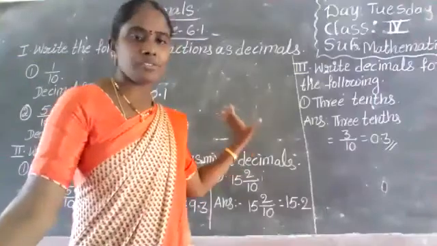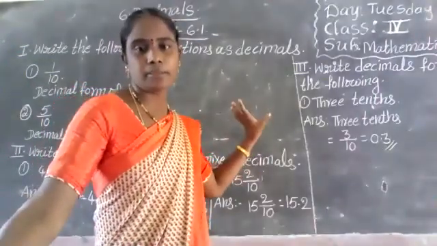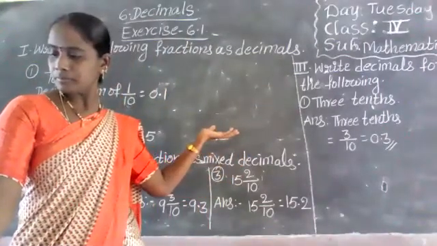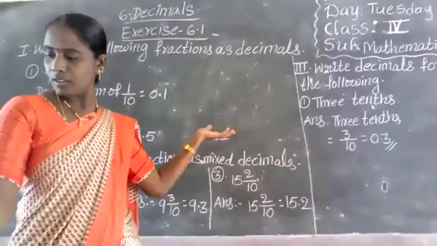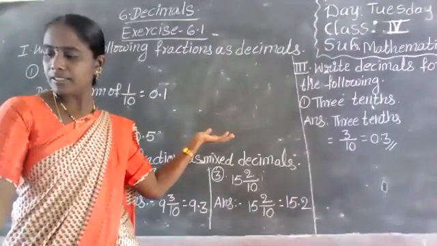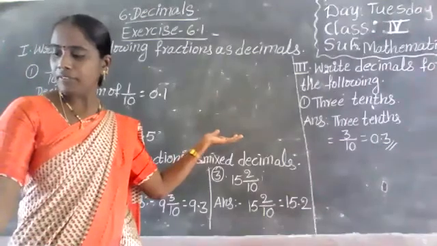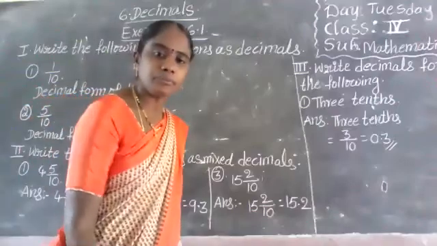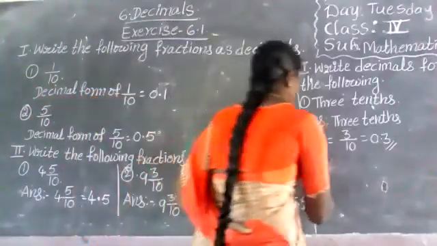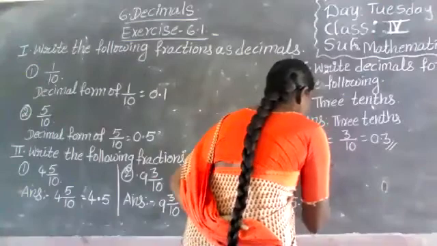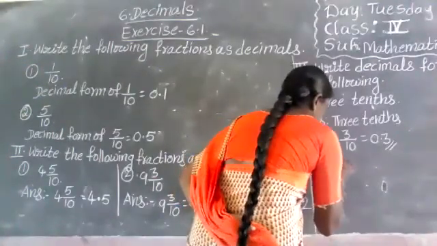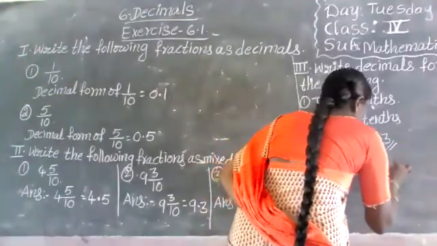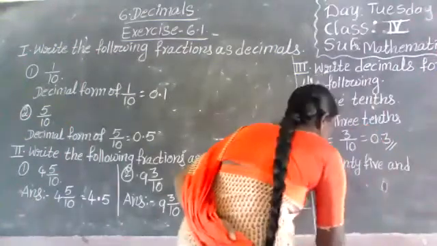If you have any doubt, raise your hand in first bit, second bit and third bit. In third bit, one more I will explain. Sixth one. I am explaining the sixth one. What is the sixth one? 25 and 4/10.